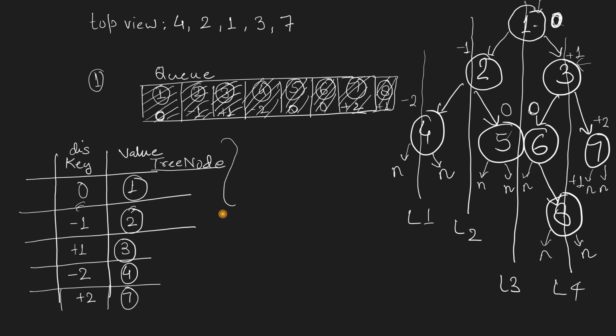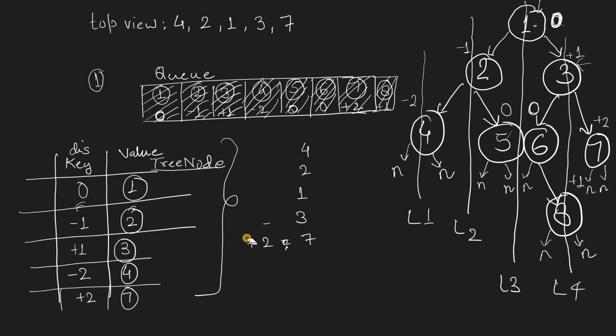So what we'll do, we'll go ahead and print our map, and as this is a sorted map, it will give us the keys in sorted order. So when we iterate through this map, first we'll get -2 and the value of -2 is 4. Then we'll get -1, and the value of -1 is 2. Then we'll get 0, the value of 0 is 1. Then we'll get +1, the value of +1 is 3, and then we'll get +2, the value of +2 is 7, right?